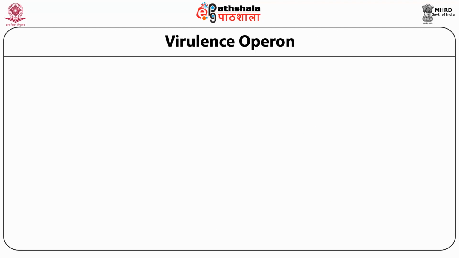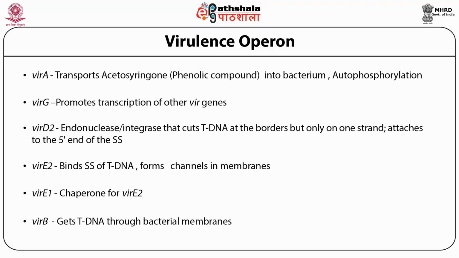Virulence operon. This region is present in both the Ti plasmid and the Ri plasmid, as I mentioned earlier. It contains a range of genes involved in the transfer of tDNA from bacteria to the plant cell. Genes in the virulence region are grouped into an operon called VirA, B, C, D, E, F, G, and that codes for enzymes responsible for tDNA transfer.